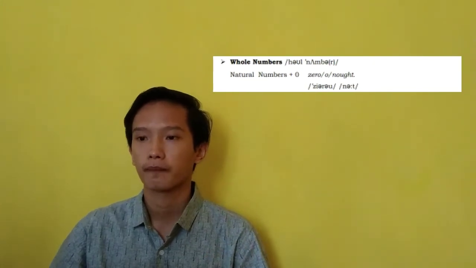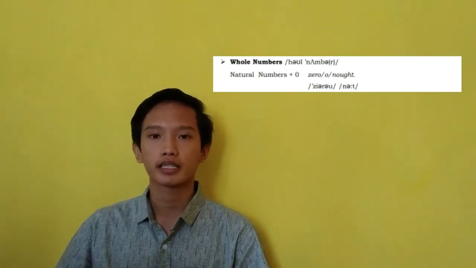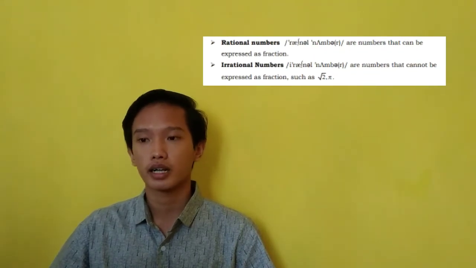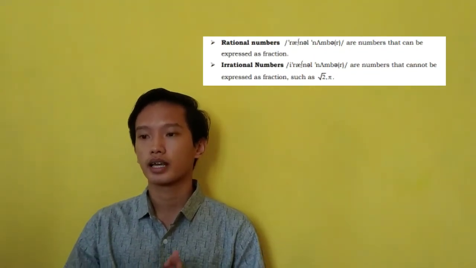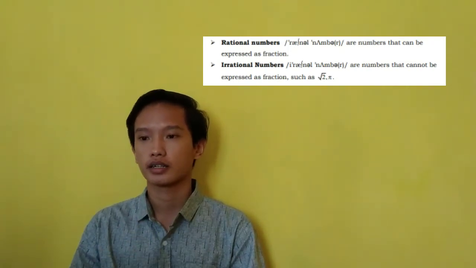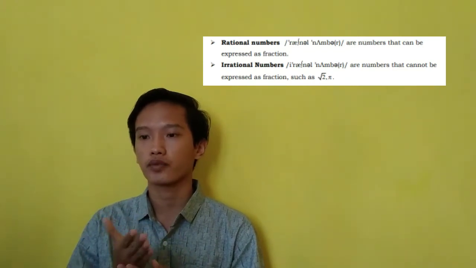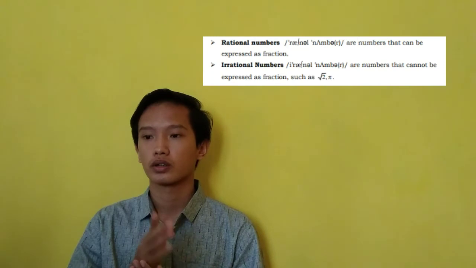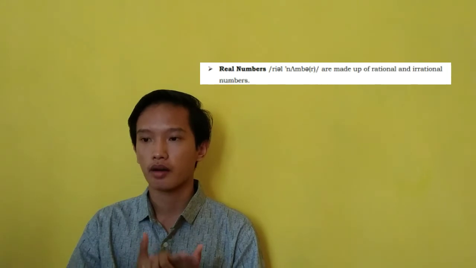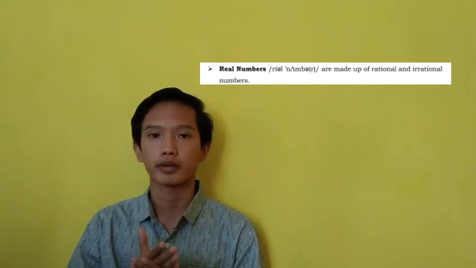Then whole numbers. Whole numbers are natural numbers plus 0. And then integers. Integers have negative numbers, 0, and positive numbers. And then rational numbers are numbers that can be expressed as a fraction. And then irrational numbers are numbers that cannot be expressed as a fraction, such as root of 2 or pi. And then real numbers are made up of rational and irrational numbers.